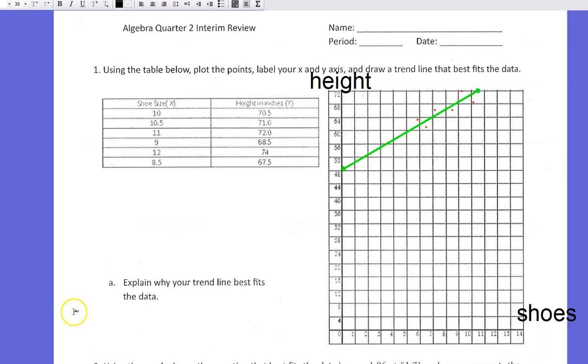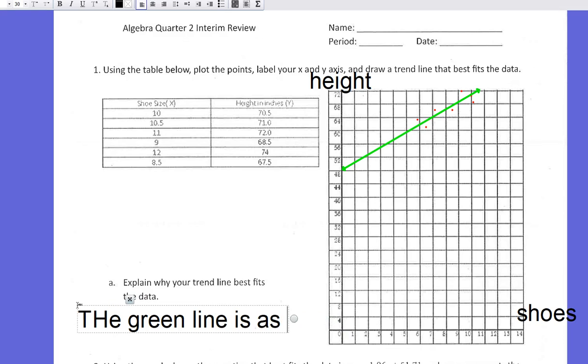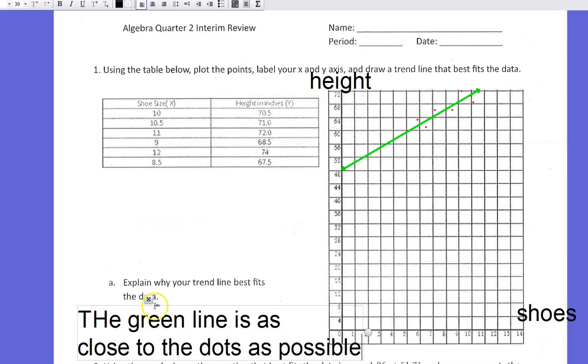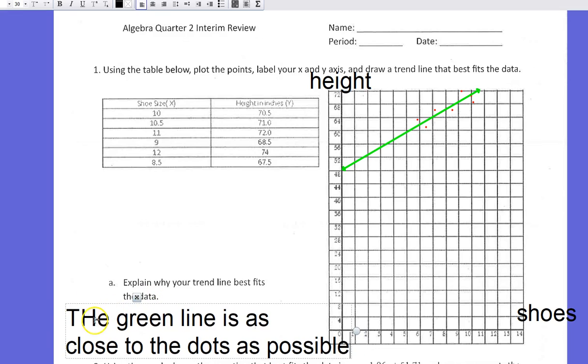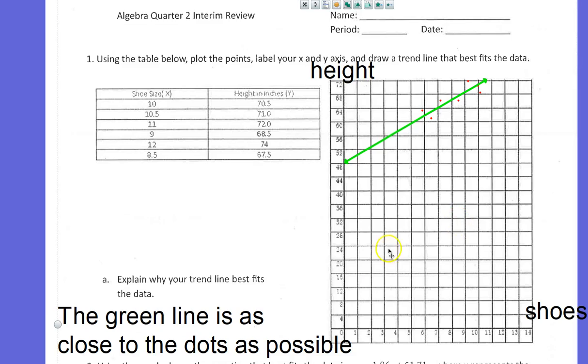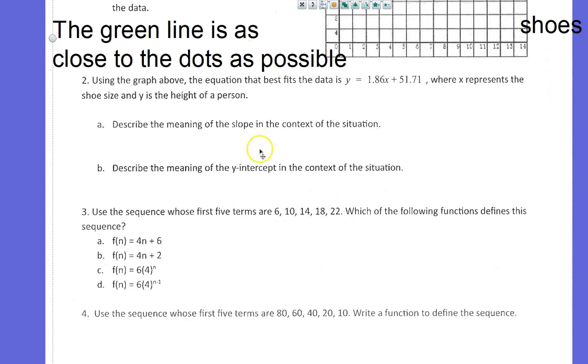Letter A, explain why this trend line best fits the data. The green line is as close to the dots as possible. Okay, so that's called a line of best fit, and it's because that line is as close to the dots as you can possibly get. All right, so that's number 1. This was height and shoe size, and it asks you to draw a scatter plot, and there you are. Okay, so that is number 1.